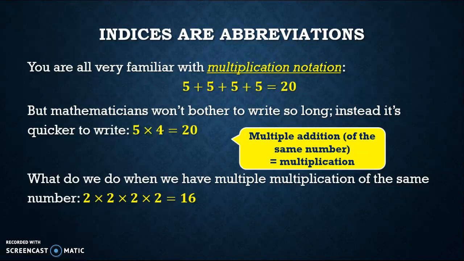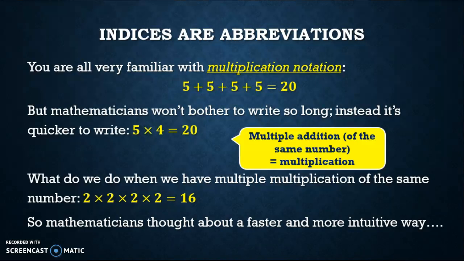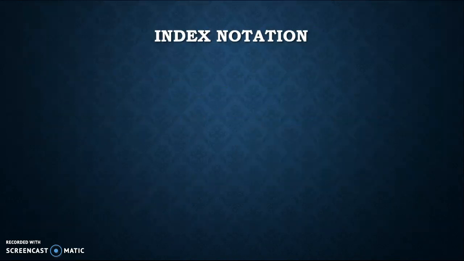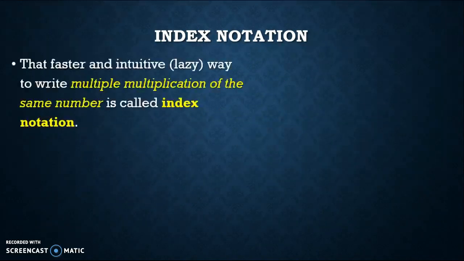For example, here, 2 times 2 times 2 times 2. So you have 4 of the 2s multiplied together, and that equals 16, right? Can we have a shorter, faster and more intuitive way to write it? Well, mathematicians came up with a faster and more intuitive way to write multiple multiplication of the same number, and that is called the index notation.